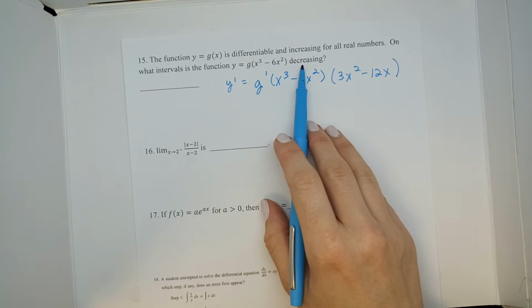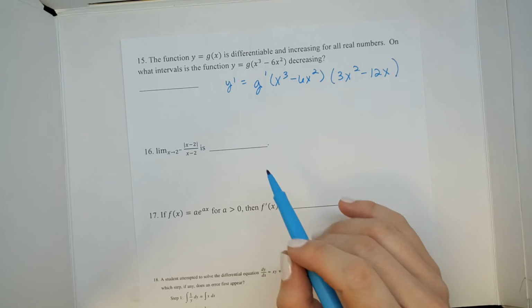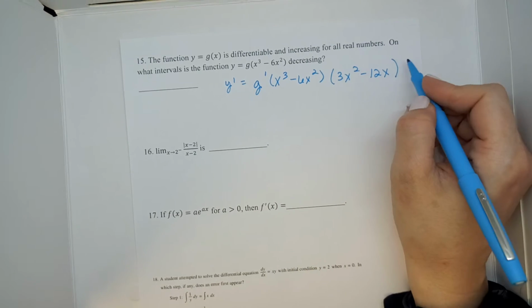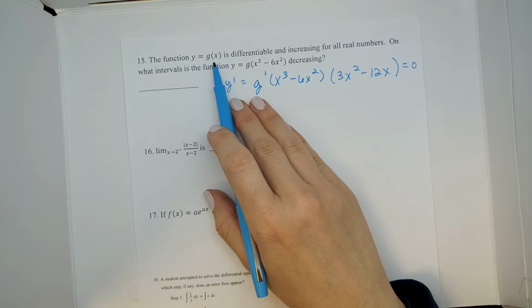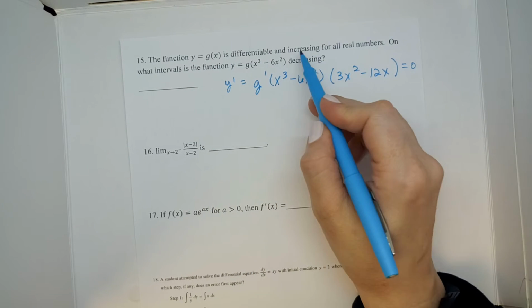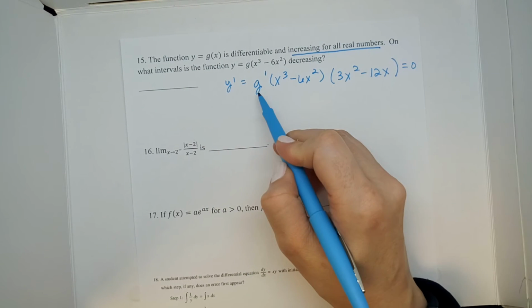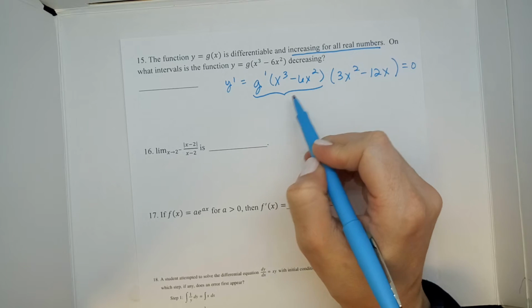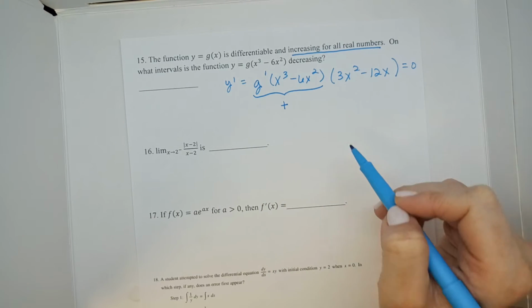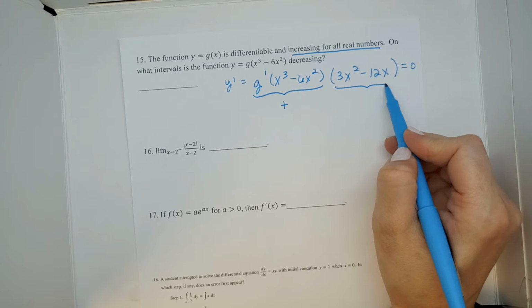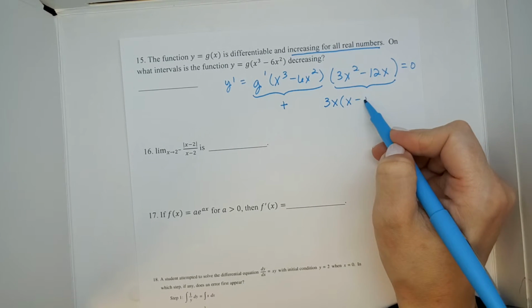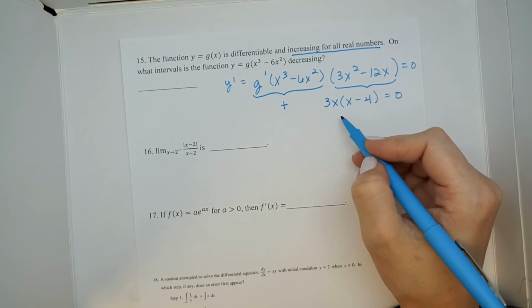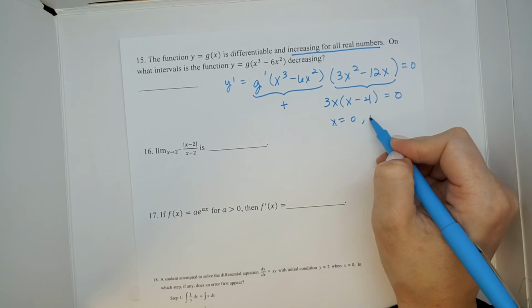And usually to find decreasing or increasing, we'd set the derivative equal to 0 and find the critical values. Well, it tells me that y equals g of x is increasing for all real numbers. So that means that g prime of x is positive for all real numbers. So now we just need to deal with this factor. So let's take out the GCF, 3x. We'd have x minus 4 left. And so then we'd have x equals 0 and 4.